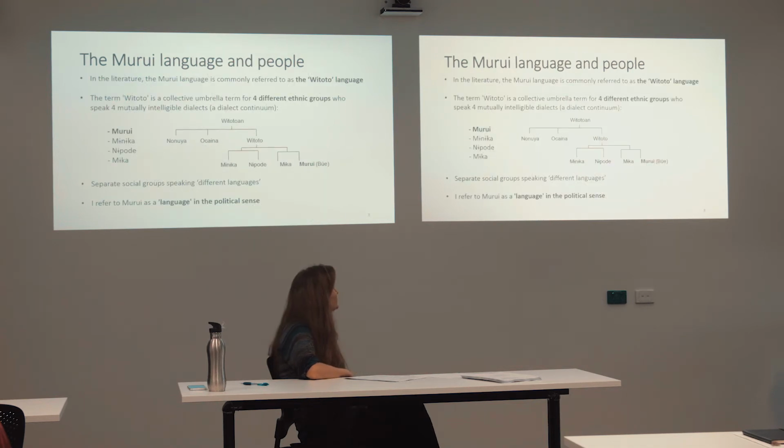In the literature, the Murui language is commonly referred to as the Witoto language. It is known as the Witoto language, in fact. But the Witoto language doesn't exist. The term Witoto is used for 4 different ethnic groups, which speak 4 mutually intelligible dialects, which are Murui, Mɨka, Nipode, and Nɨpode. Those dialects form, in fact, a dialect continuum.